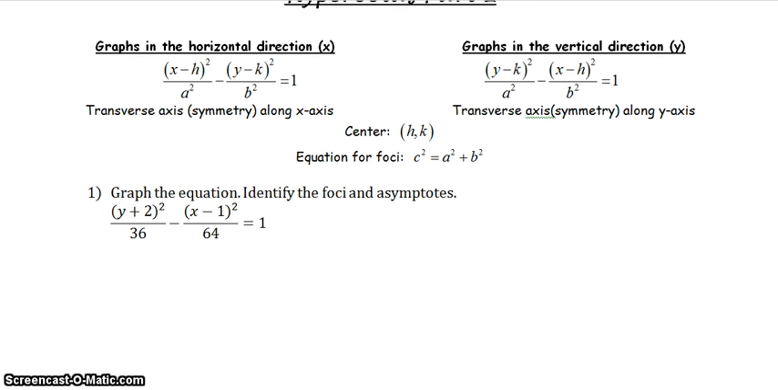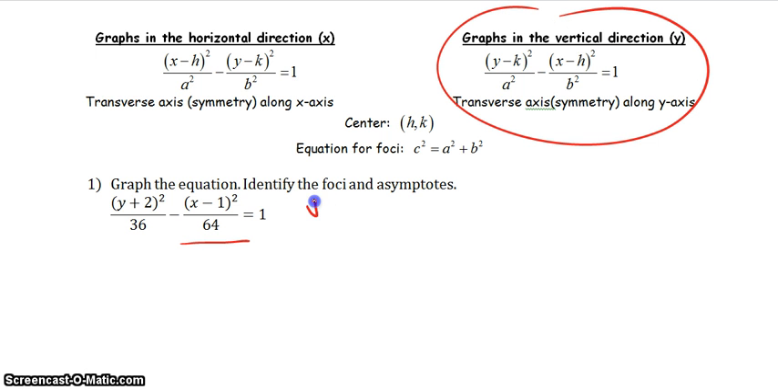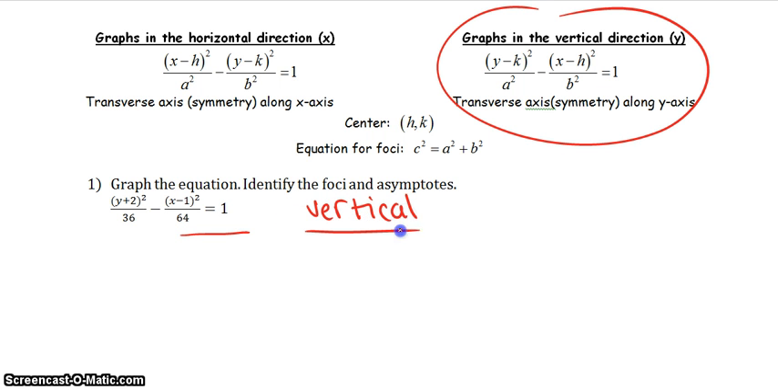So number 1 asks us to graph the equation and identify the foci and asymptotes. Remember, the first thing you need to look at when you're graphing hyperbolas is which direction it is going in. Is it going in the horizontal or vertical direction? Since our x-coordinate is what's being subtracted, that means we're in this situation up here, and this is going to be graphed in the vertical direction. I don't know why that shrunk, but it's still the same formula.